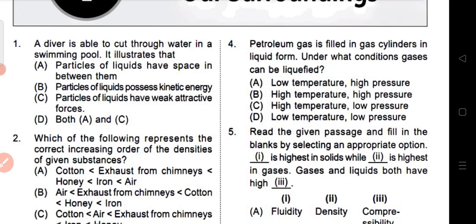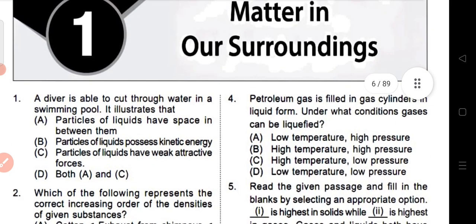MCQ question answers will come, so we will practice some MCQ question answers. We already know the chapter; we will only discuss the MCQ question answers that come in the Olympiad today. Okay, so the first chapter is Matter in Our Surroundings. Everyone will know that it is from chemistry of class 9.